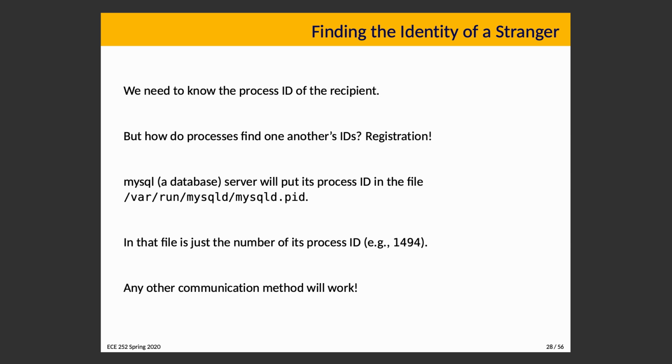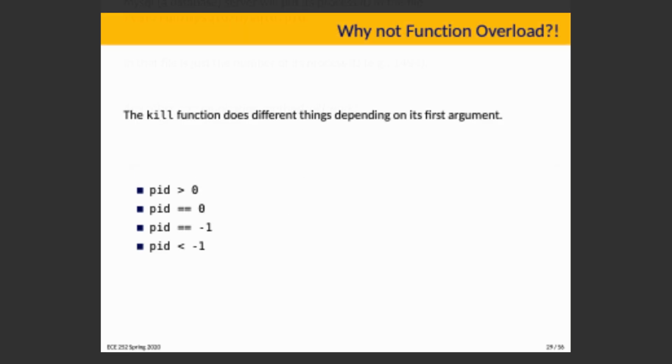So when it starts up, it says, I'm going to note down in this location, I'm going to say my process ID is 1494, and I'm going to do that by writing it in this file. If you know that, and your intention is to communicate with MySQL, you just check this file and it will tell you, hey, this is my process ID. Any other communication method would work. However, we get the value of a process ID from the recipient to the sender, that's fine. You can choose whatever mechanism makes sense.